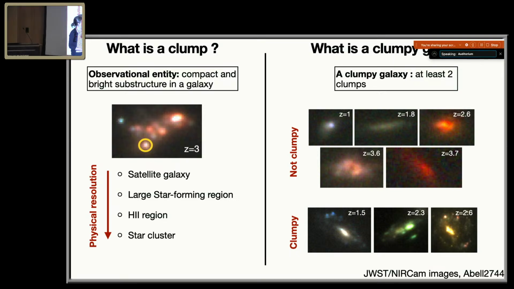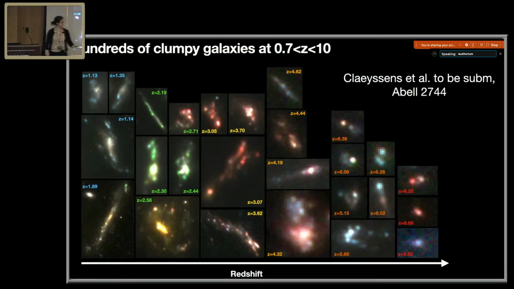And then what we call a clumpy galaxy. So for us, a clumpy galaxy is a galaxy with at least two clumps, two compact bright structures. And in the observation of Abell 2744, for instance, we have a lot of non-clumpy galaxies like this one. You don't detect any clumps or just one, and a lot of very clumpy galaxies like this one.